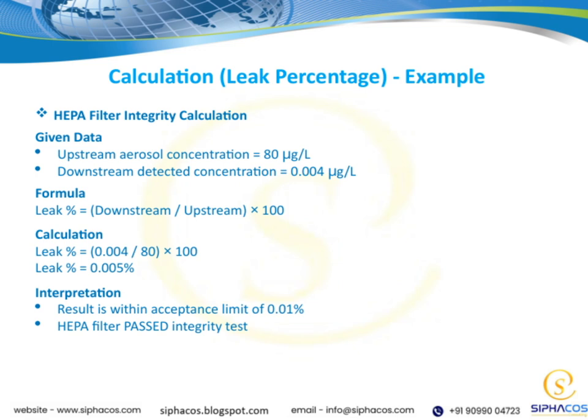So, plugging in our numbers, we get 0.004 divided by 80, then times 100. Doing the math, that results in a leak percentage of 0.005%. What does this mean? Well, this result is well within the acceptable limit of 0.01%. That indicates our HEPA filter has successfully passed the integrity test. In essence, this calculation confirms the filter's performance, ensuring it effectively contains aerosols as required. And, importantly, it demonstrates how precise and reliable these measurements are for maintaining safety and quality standards.